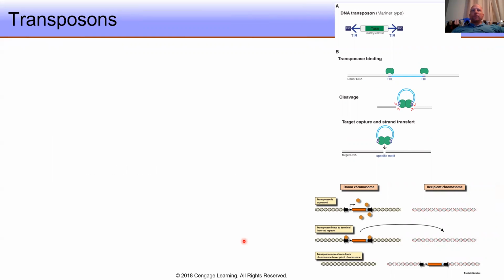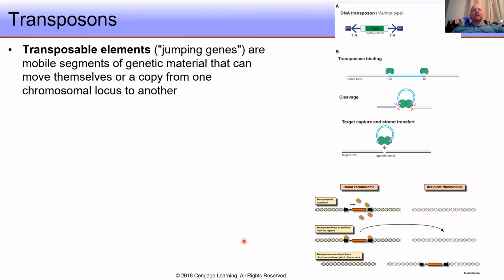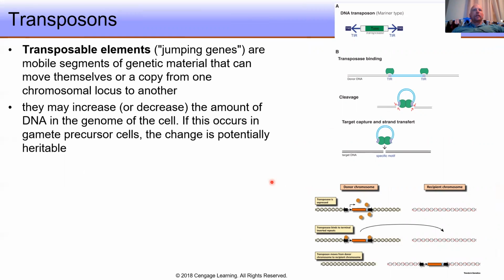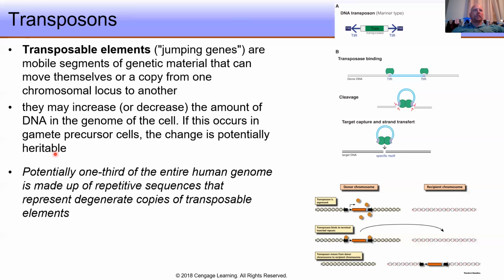So transposons, they're also called jumping genes, mobile genetic elements. They can move from one part of a chromosome to another, or they can move between different chromosomes, as shown in the diagram. And as a result, they may increase or decrease the amount of DNA in the genome. And you can imagine if this was to occur in gametes or sex cells, then you have a change that is potentially heritable that could be passed to the next generation.